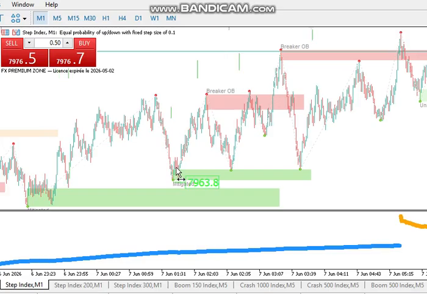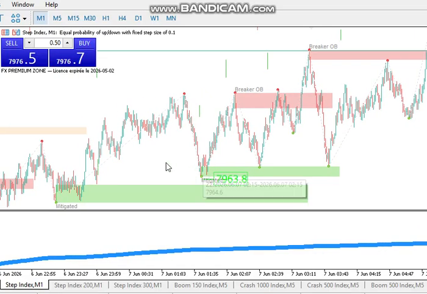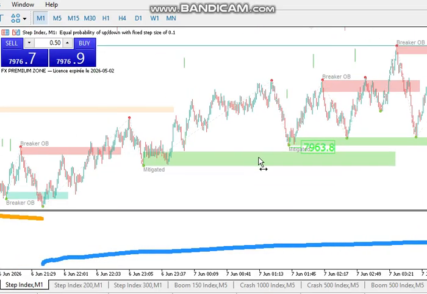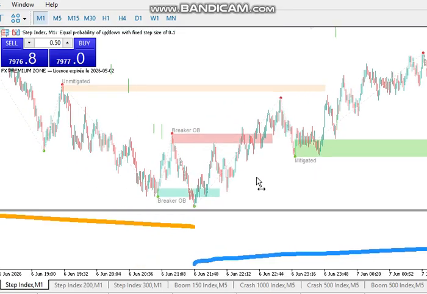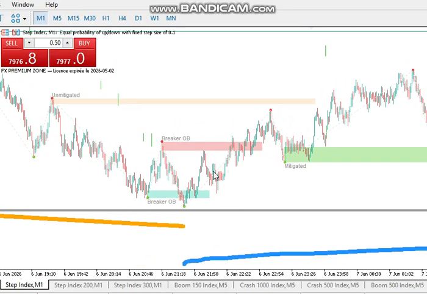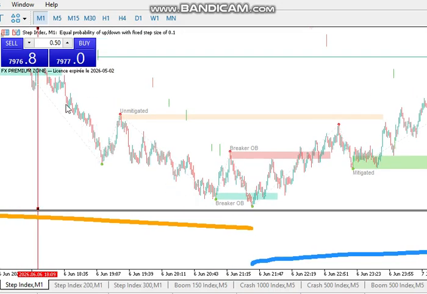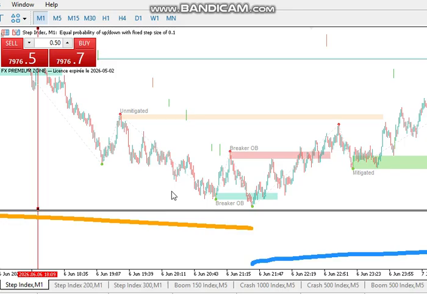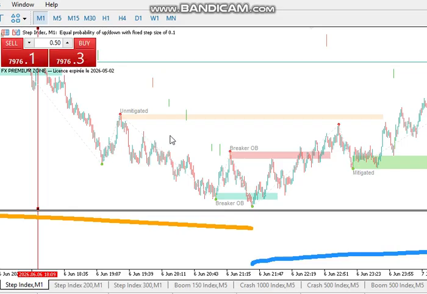So guys, in today's video I want to show you an update of what has happened so far on our step index. Yesterday we made a video on this particular step index. As you can see, this is a downtrend price action. And I told you guys yesterday that I've already installed my indicator here. This is the trend that I follow, but I follow my mitigated and my breaker OB.